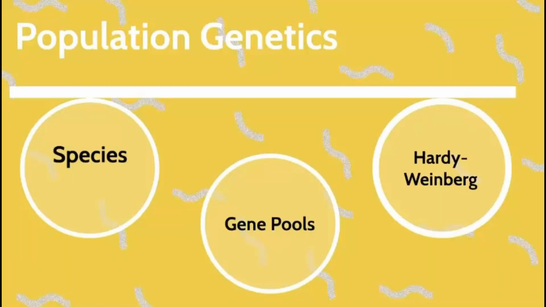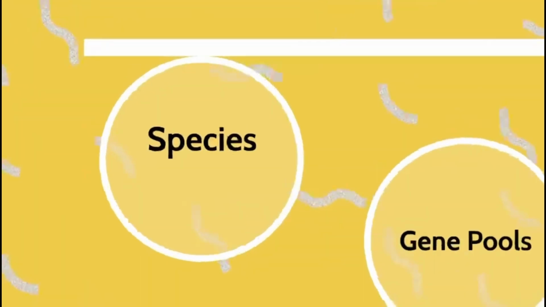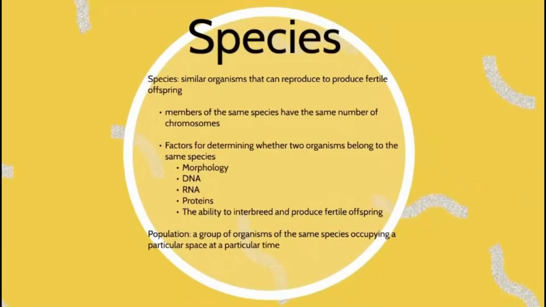So the first thing we're going to talk about today is species. So we've all heard of species, but we might not actually be sure exactly what a species is. So a species can be defined as a group of similar organisms that can reproduce to produce fertile offspring. Now, the fact that they produce fertile offspring is very important because there are some organisms that can mate with each other, but the offspring that they produce are not fertile.